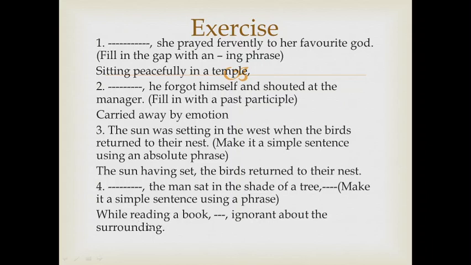In order to become a complete verb, it should have an auxiliary to support the main verb. So this is an incomplete verb. While reading a book, the man sat in the shade of a tree, ignorant about the surrounding. Again, in "ignorant about the surrounding," there is no verbal element. So the only complete verb in this sentence is sat.